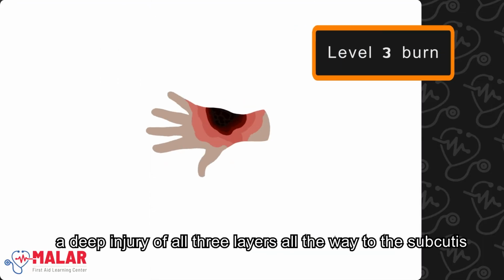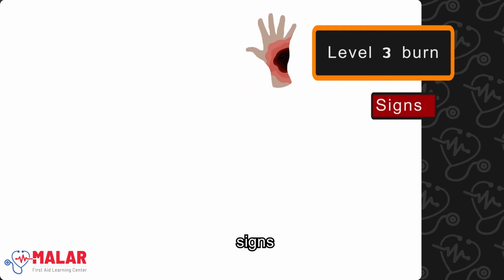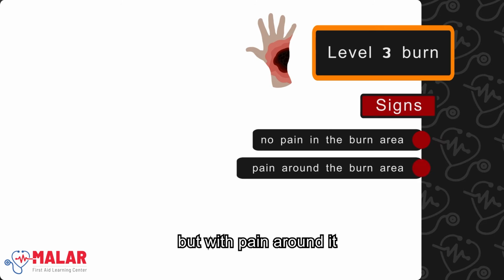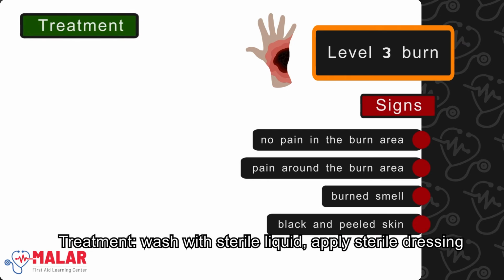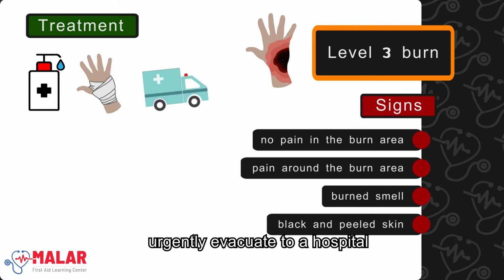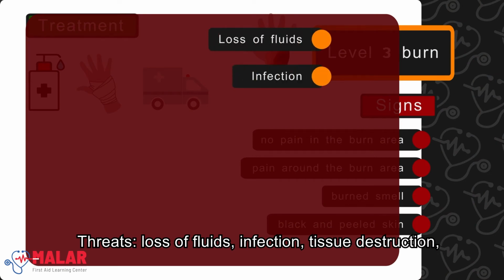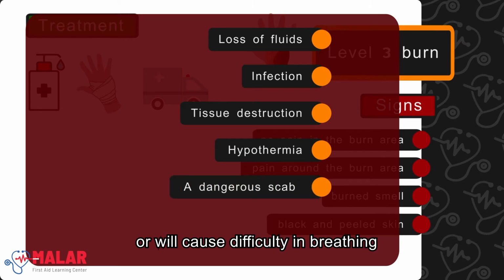Level 3. A deep injury of all 3 layers all the way to the subcutis. Signs: no pain in the burn area due to nerve destruction, but with pain around it. Burned smell, black and peeled skin. Treatment: wash with sterile liquid, apply sterile dressing, urgently evacuate to a hospital. Threats: loss of fluids, infection, tissue destruction, hypothermia, a scab that will become a natural tourniquet or will cause difficulty in breathing in case it is placed on the chest.